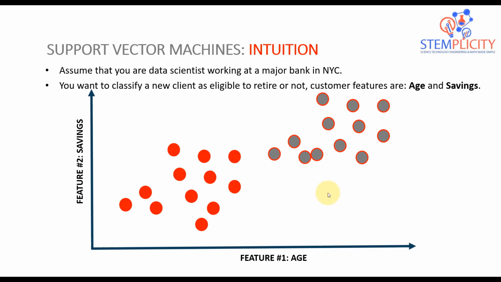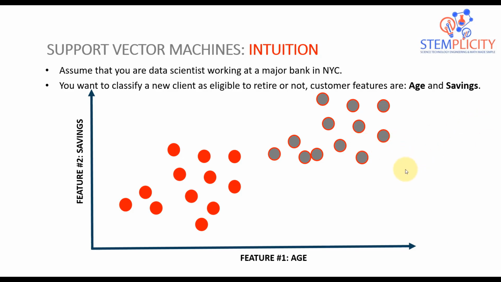And simply we have two main classes, okay? The first class, which is the red class that we have here, is people who are not eligible to retire. And here we have our gray class, which are people who are eligible to retire. All right. So what we're trying to do is, instead of letting the banker decide on their own based on this, we're just going to get all the data points, train a model that can simply, we're going to provide it with the age, with the savings, and it can predict for us if that customer is eligible to retire or not. Okay.